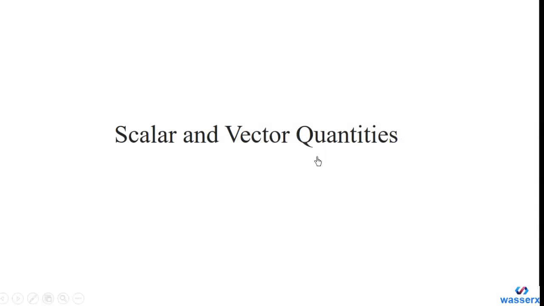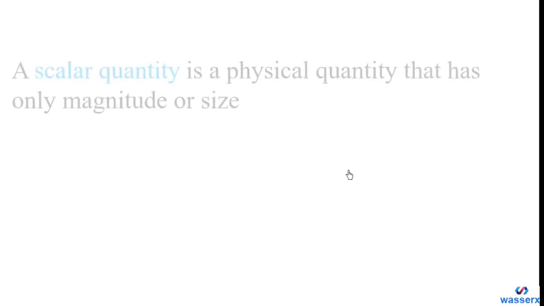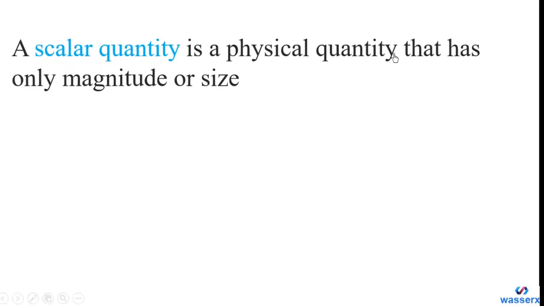Scalar and vector quantities. A scalar quantity is a physical quantity that has only magnitude or size. So examples are the mass of an object, the length of an object, density of an object, pressure, temperature, among others. All these quantities that we mentioned have only magnitude or size.